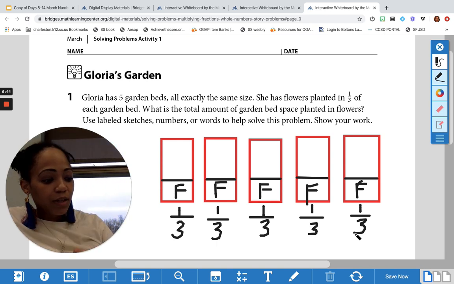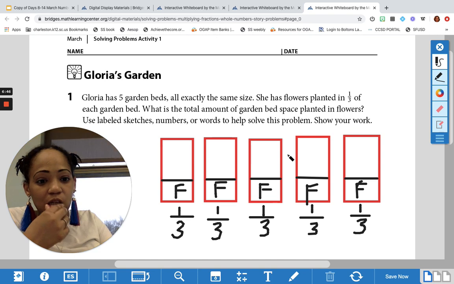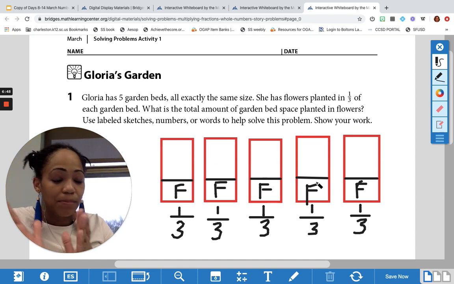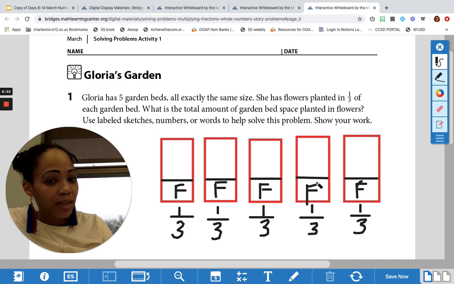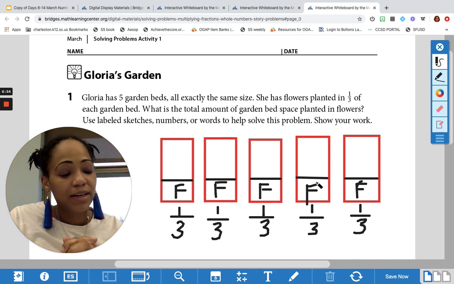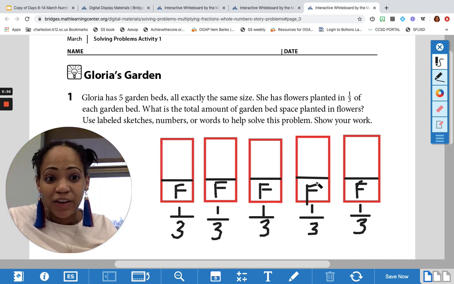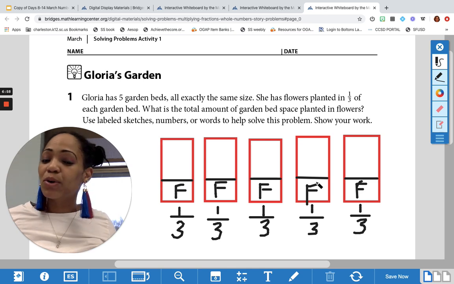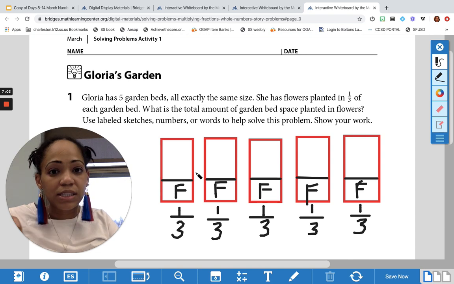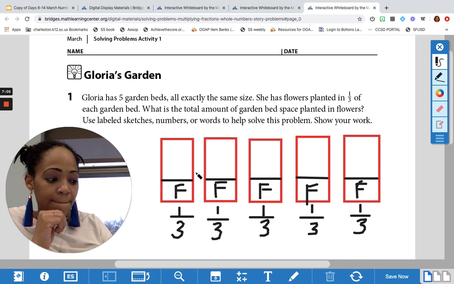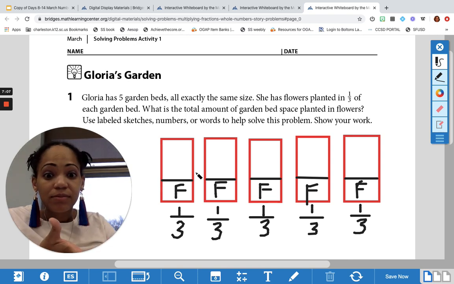Okay, so if the flower sections for all 5 of the gardens were combined, do you think it's going to be more than or less than 1? For those of you who are having trouble estimating your answer, I just simply want to know, is it more than 1? Would it be more than 1 whole garden bed or less than 1? Good. It would be more than 1. How do you know?